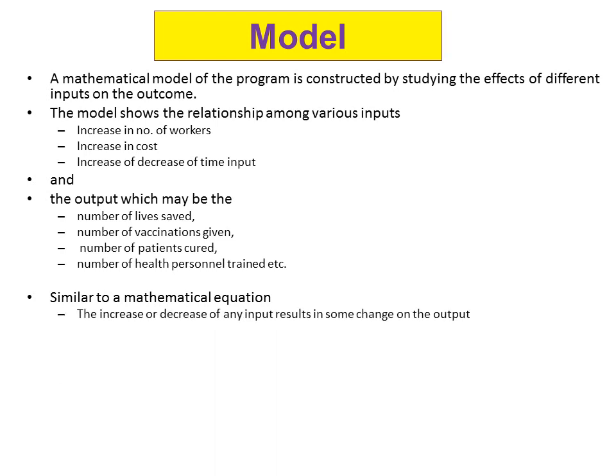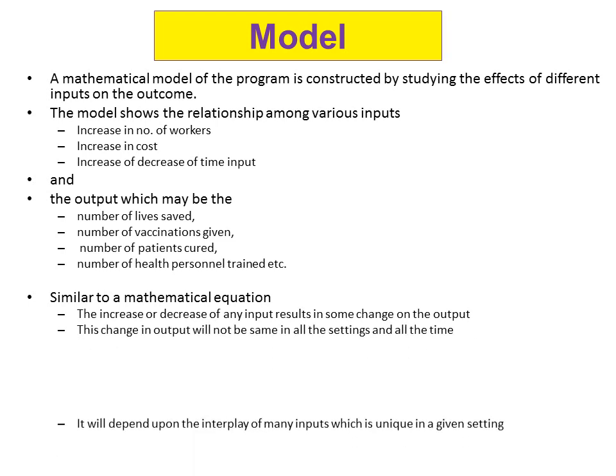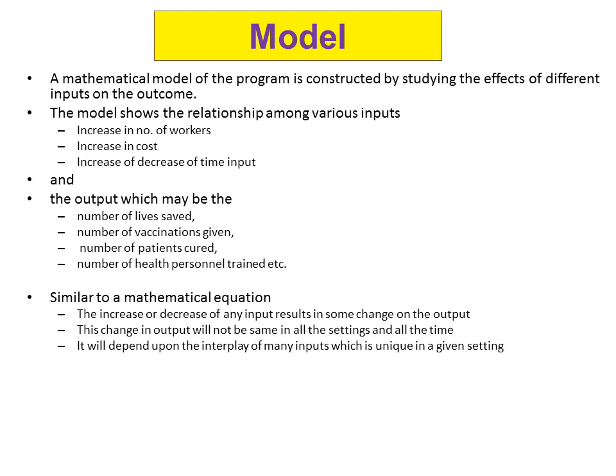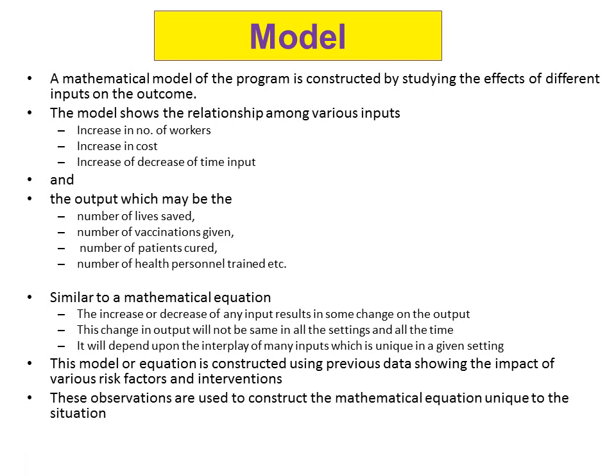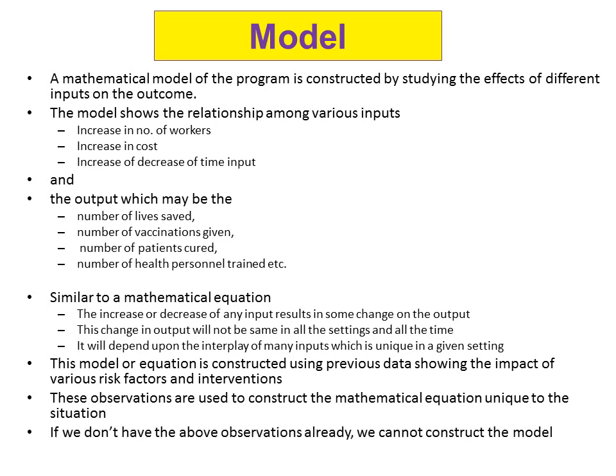The increase or decrease in any of the input results in some change on the output. The change in output is not straightforward. It is not the same in all the settings. It will depend upon the interplay of many inputs and other factors which are unique in a given setting. So the model or equation is constructed using previous data which shows the impact of various risk factors and interventions, the effect on the output. And these observations are used to construct the mathematical equation which is unique to the situation. So, if we do not have these observations already, we cannot construct the model.